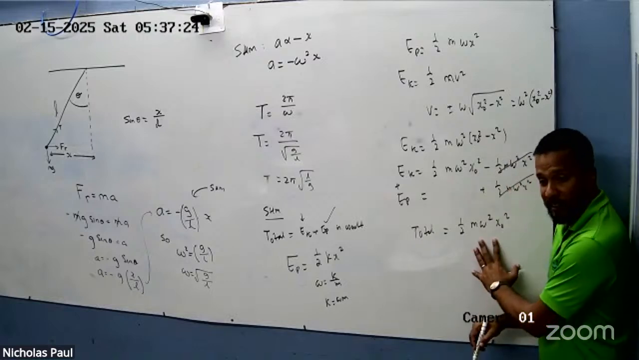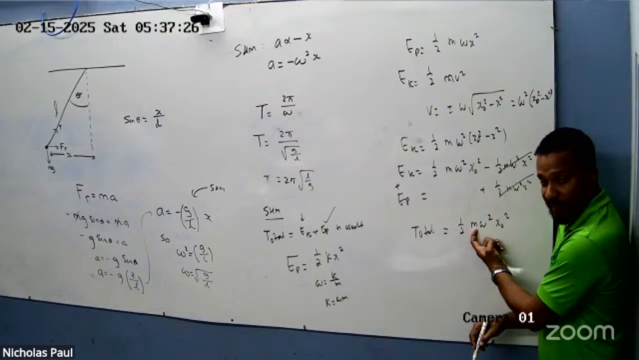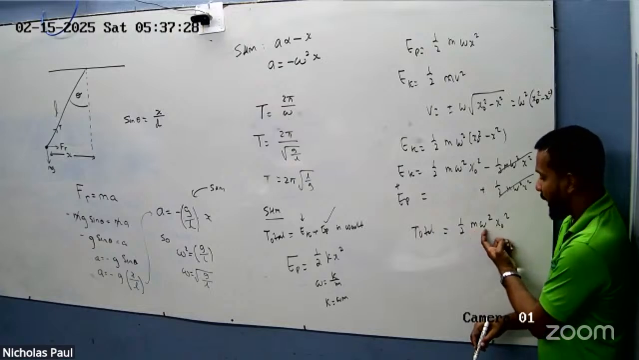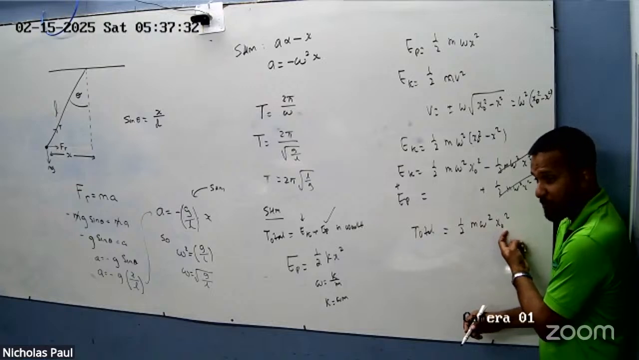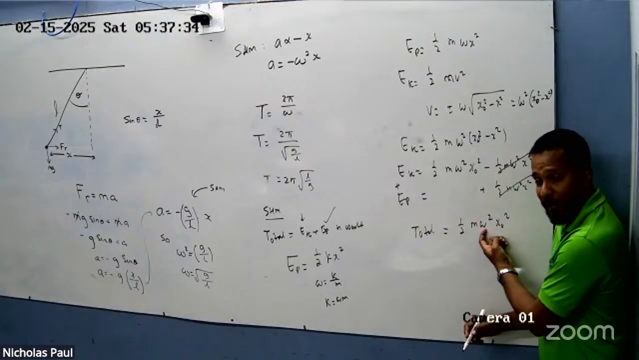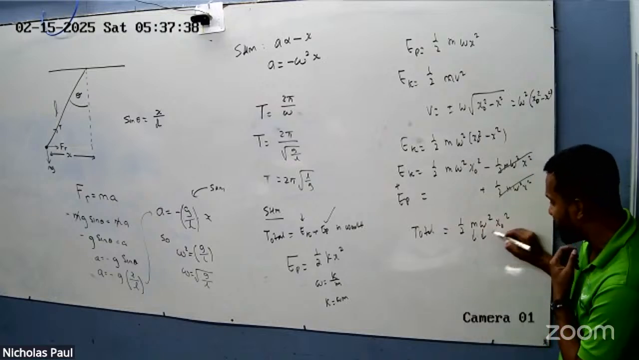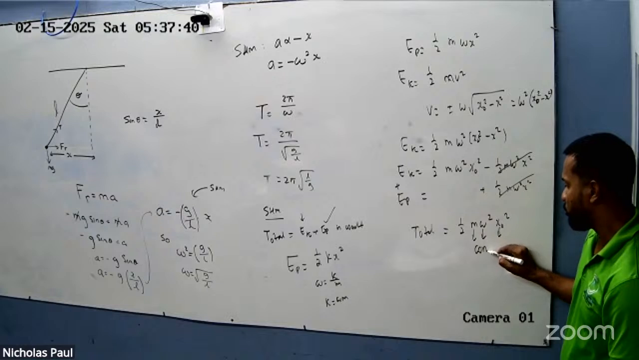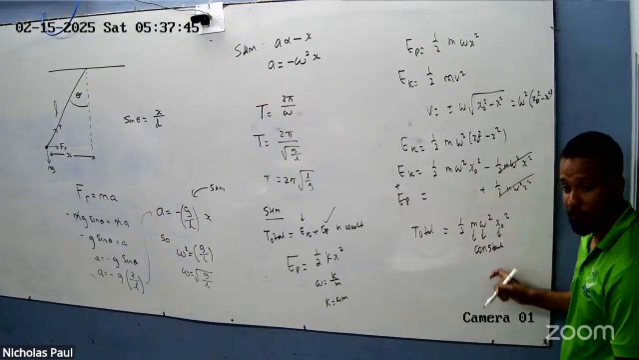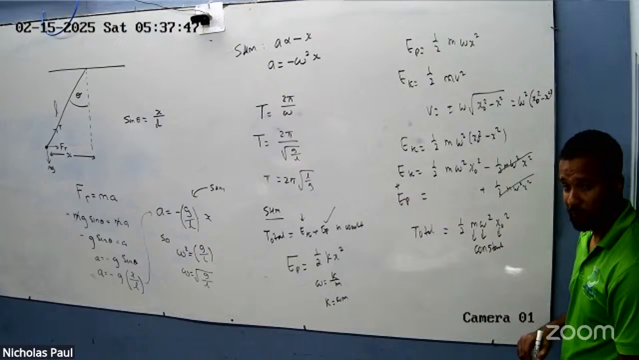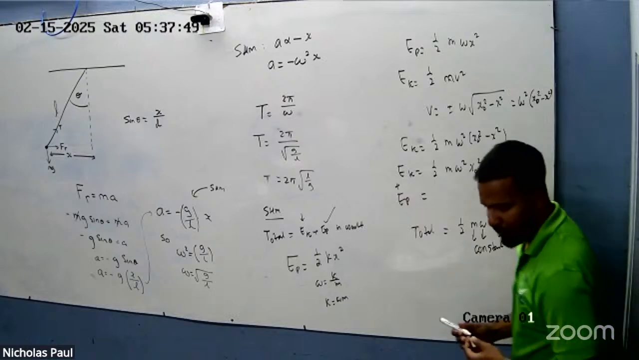And what you see, any mass constant? X naught is the amplitude. That won't change. This constant as well, and m omega squared is a constant. So if every single thing here is a constant, what does it say? It means that the total energy will be constant. Okay? Copy that down.